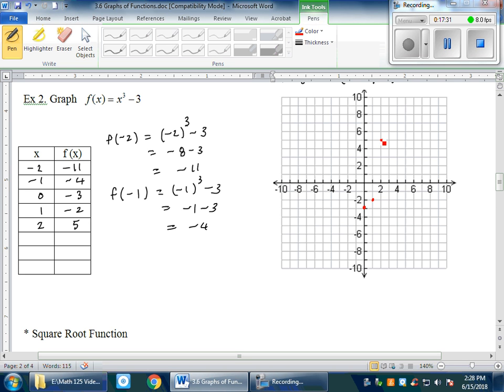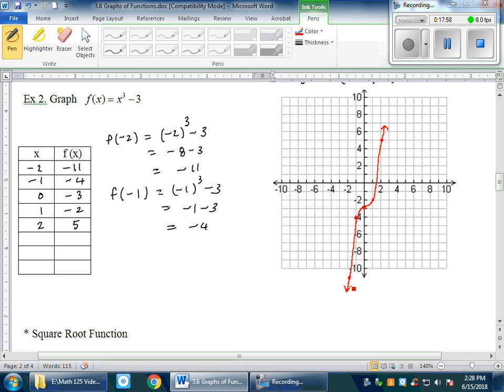And when x is -1, it will be -4. And when x is -2, it will be -11, which is around right here. So now you can see that here are the middle 3 points. You have to remember it will be a curve going up like this, and then a curve going down like this, and that will be the cube function.